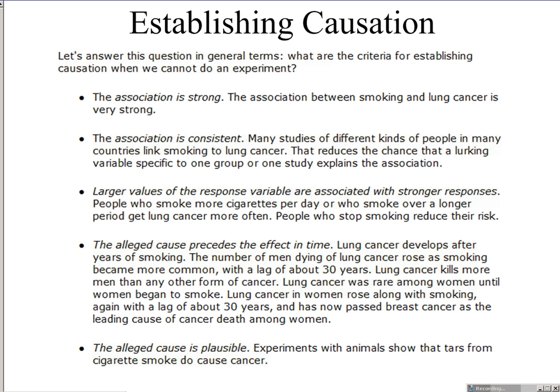The association is strong. The association is consistent. Larger values, or the more people smoke or the longer period of time people smoke, the more likely they are to get lung cancer. The alleged cause precedes the effect in time. We know that there's a lag time of about 30 years in lung cancer, and the cause is plausible because we can show the same thing in an experimental setting with animals.